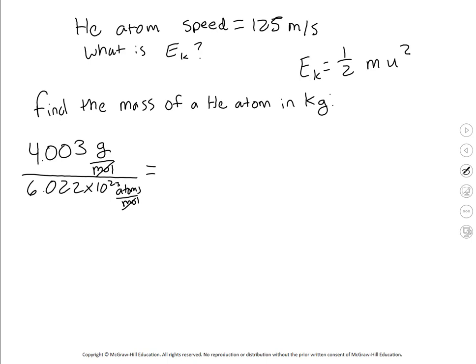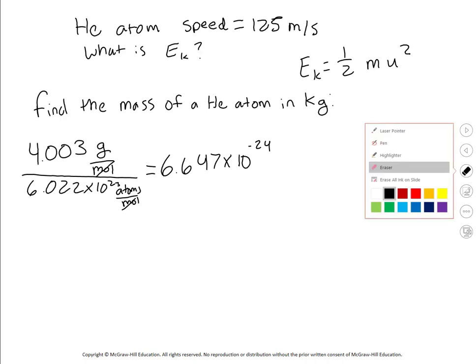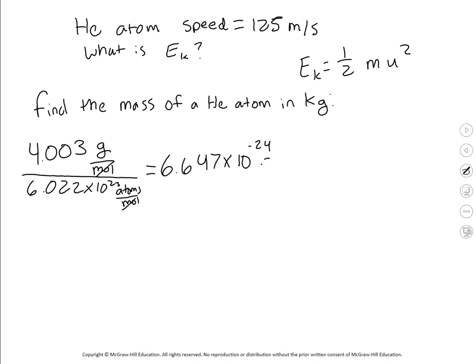I'm getting 6.647 times 10 to the negative 24. Sound about right? For those of you who are following along with your calculator. So now what's my unit? Grams. Now this is the grams of just one atom, so we can just put grams, because that's what we're looking for, the grams of one atom.